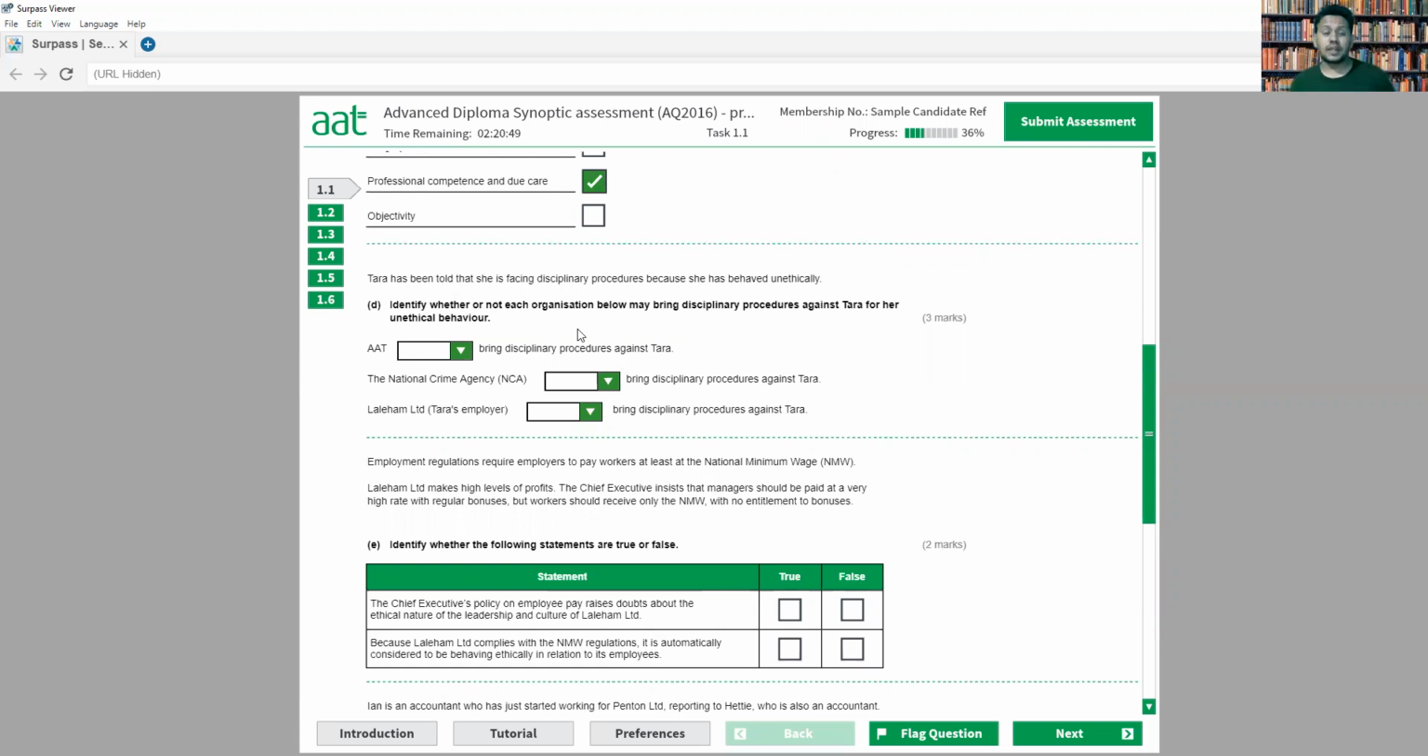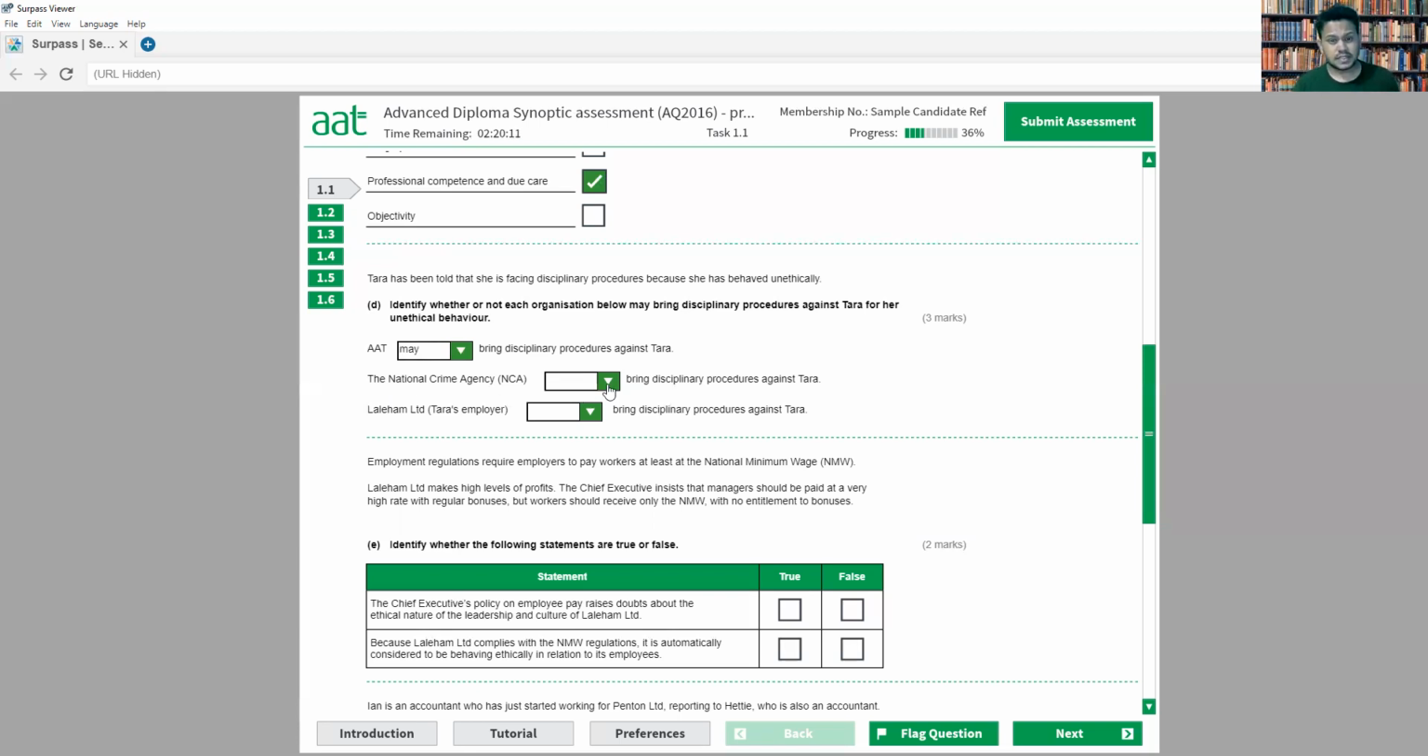So if the employee is qualified from the AAT, and if she has done something unethical, and if the company reports to AAT that one of the employees, a member of AAT, is acting unethically, AAT may take action against this person. Maybe the AAT says, we are going to revoke or suspend your membership. It is possible. So AAT may bring disciplinary procedure against Tara. This is true.